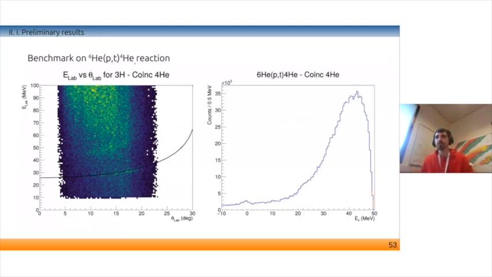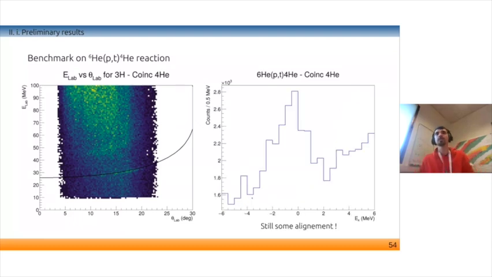Of course, we can reconstruct the excitation energy in the alpha energy system, where you can see that there is a tiny bump. So of course we can zoom in a bit to see, in fact, the peak of the ground state of the alpha particle. Yes, of course, there is still some alignment to do because the analysis is still ongoing.